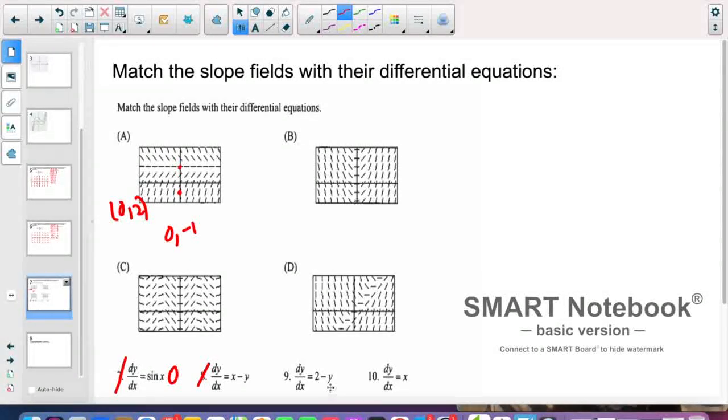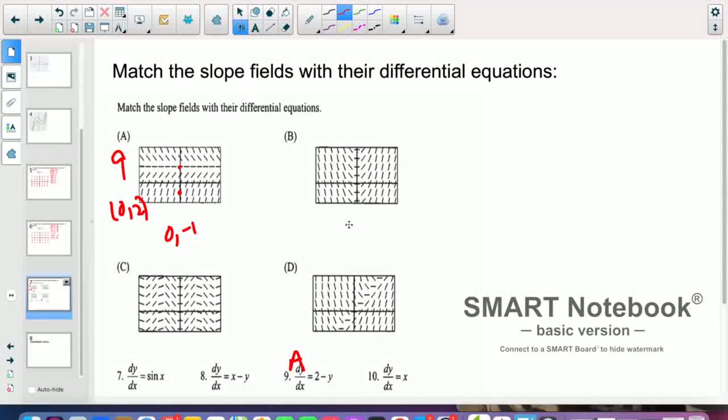When I plug in 0, negative 1, well, 2 minus negative 1 is a positive 3. Well, a 3 would be a pretty steep positive slope. So I can't eliminate that one. If I plug in negative 1 here, well, if I plug 0 in for x, I get a 0 slope. So it can't be 10. So my answer here has to be 9, because both of the ordered pairs that I picked worked for number 9, and that was the only one they worked for. So let's move on to B. We don't have to check 9. We know 9 is A. So I'll put A right here.